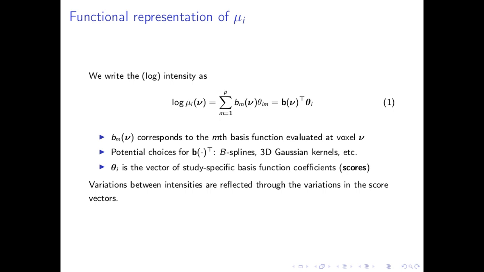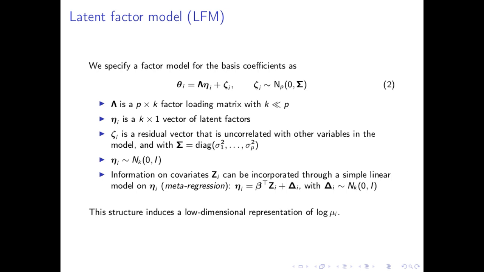Now, the idea here is that we choose the bases, we throw into our model a large number of bases, so P is typically large, especially in a 3D application, and then what we are going to try to do is to discard the bases that we do not need to represent our activation patterns. Now, to achieve this goal, we place a factor model on the basis function coefficients.